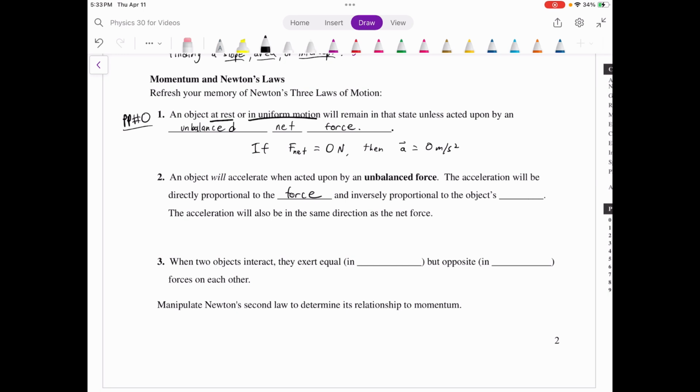It will also be inversely proportional to the object's mass. So a bigger mass results in a smaller acceleration if the same force is used. Again, that checks out, right? If you push a bicycle versus pushing a pickup truck, you're going to be able to change the bicycle's motion more because it has less mass, okay? And the acceleration will also be in the same direction as the net force.